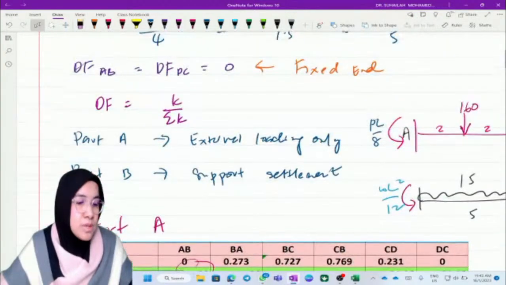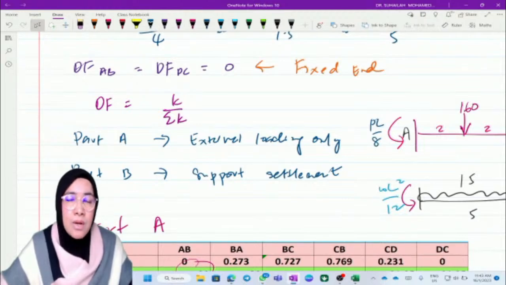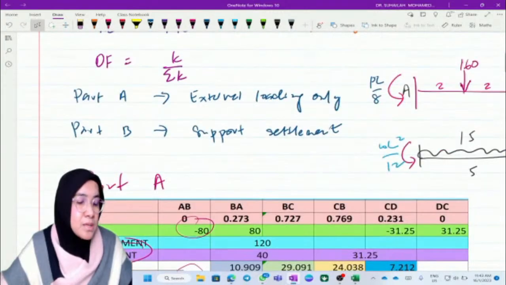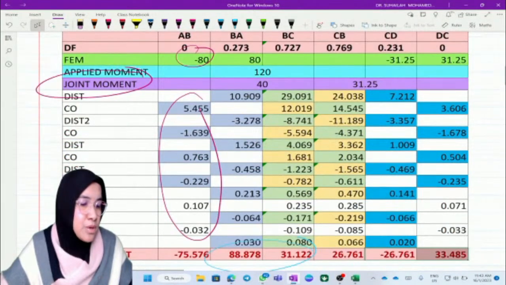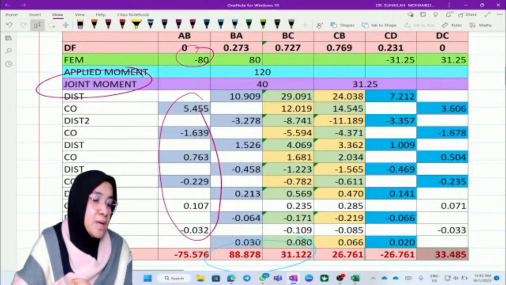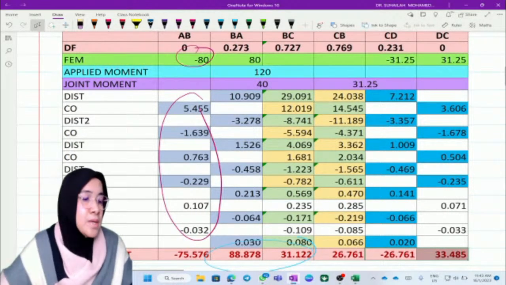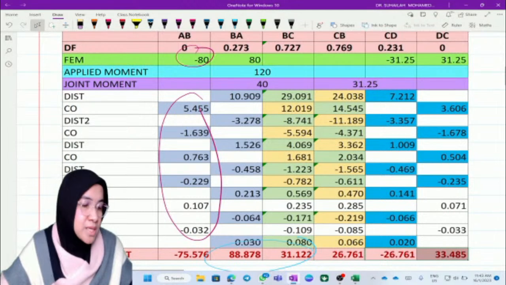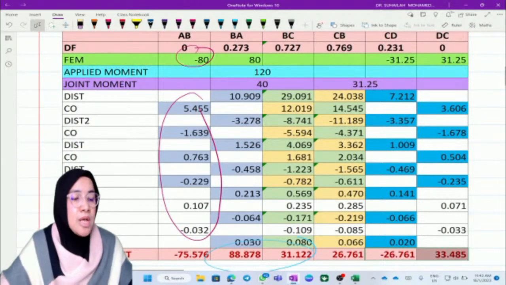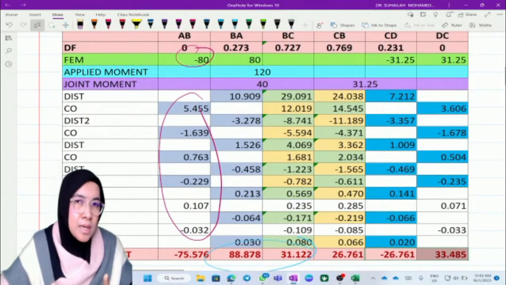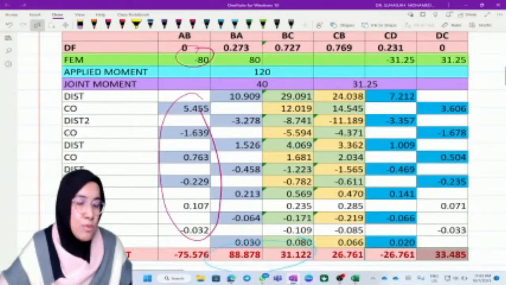After that, we just need to continue with part A and part B. In part A, we only consider the external loading, and in part B, we consider support settlement only. In part A, due to external loading, because of the applied moment of 120 at B, I have added two extra rows, applied moment and joint moment, because we need to include this 120 when we distribute moment.